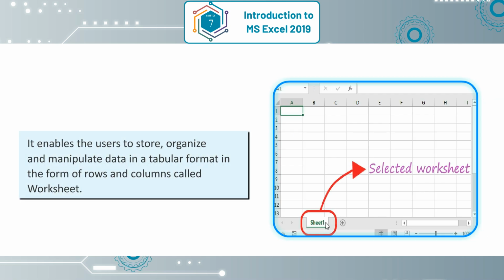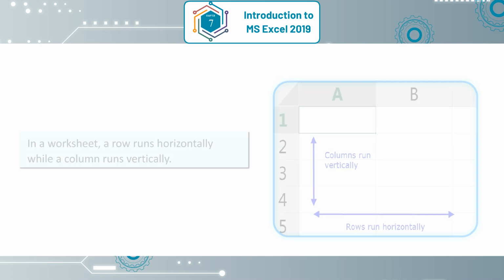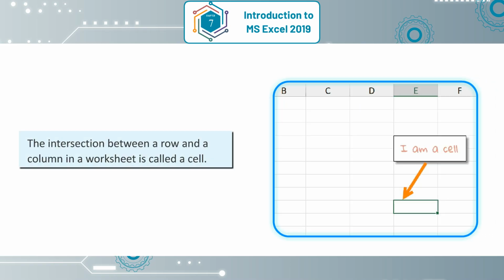It enables the users to store, organize and manipulate data in a tabular format in the form of rows and columns called worksheet. In a worksheet, a row runs horizontally while a column runs vertically. The intersection between a row and a column in a worksheet is called a cell.